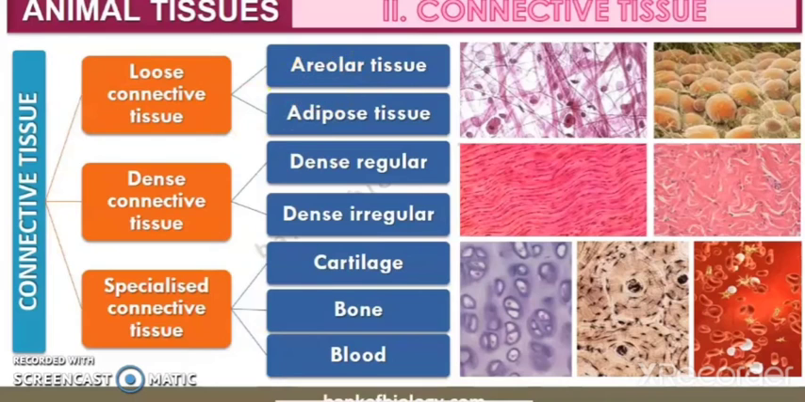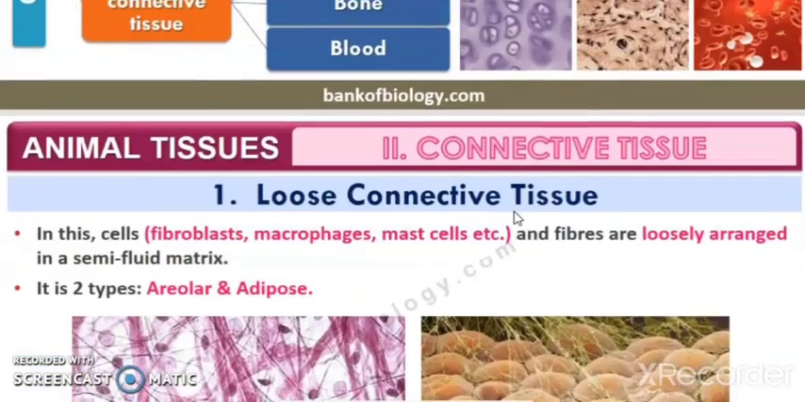One is areolar, the other adipose tissue. Areolar tissue and adipose tissue are the two loose connective tissues. Dense connective tissue is dense regular and dense irregular. And the specialized connective tissue includes cartilage, bone, and blood. So first let us start with the loose connective tissue, children.